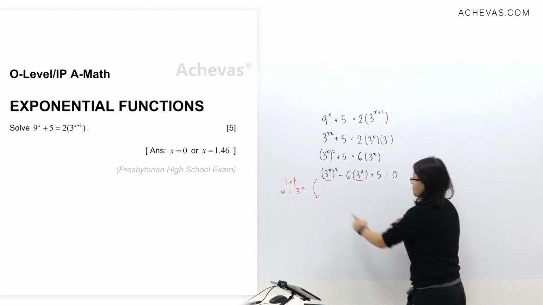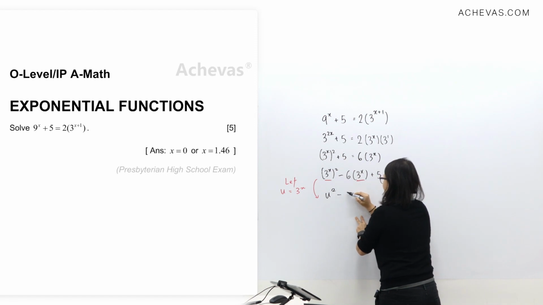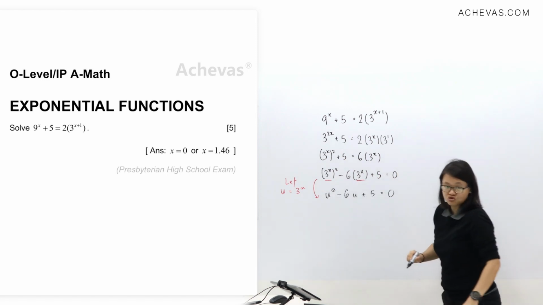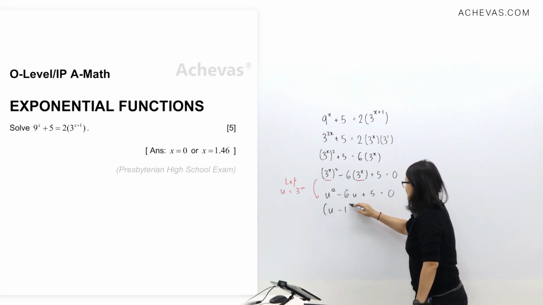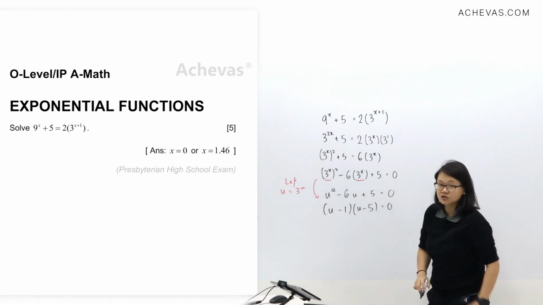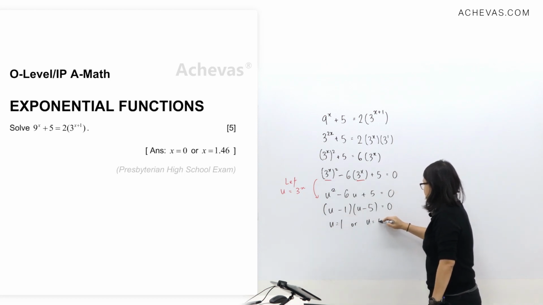So now look, this thing becomes u, so I still have this square. So u squared minus 6u plus 5 equals to 0. I get a quadratic equation. Let's factorize this. So I have u minus 1, u minus 5 equals to 0. So first answer, u equals to 1. Second answer, u equals to 5.